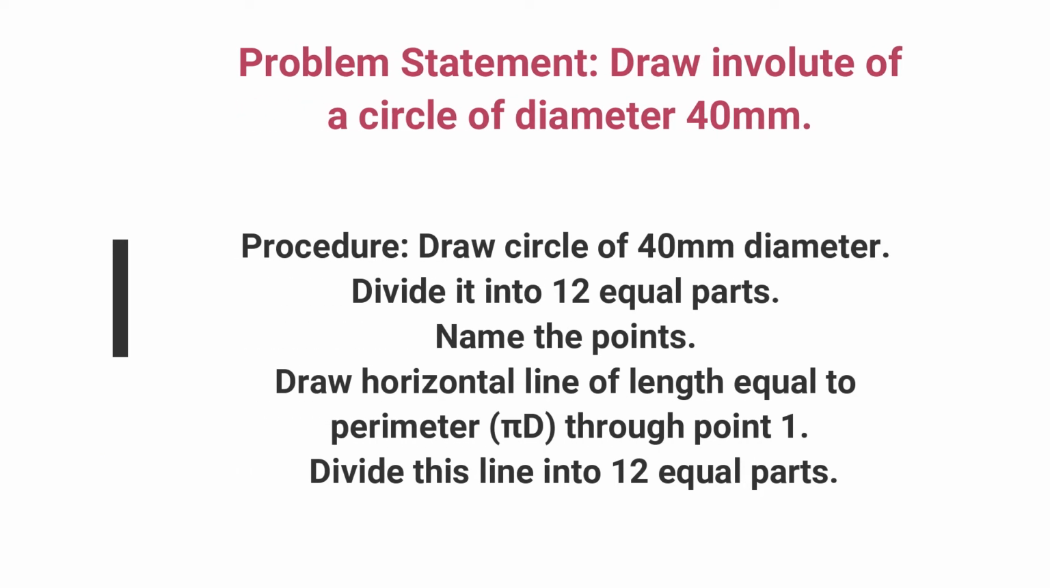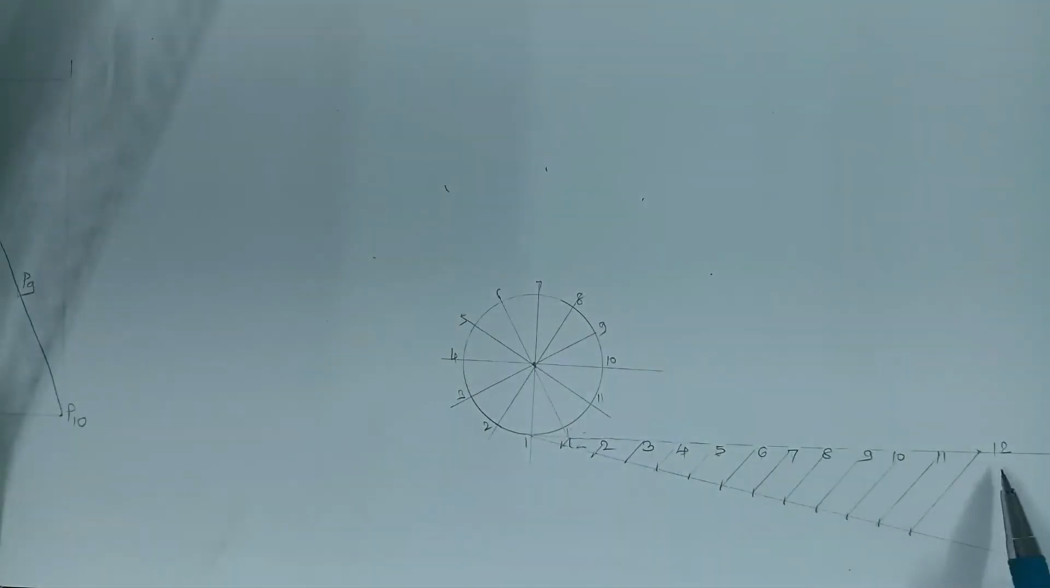And the procedure is, first of all we have to draw a circle of diameter 40 mm. Then divide that circle into 12 equal parts. Name all the points of division. Then draw a horizontal line of length equal to the perimeter through point 1 and divide this line into 12 equal parts. All these 12 points are named.